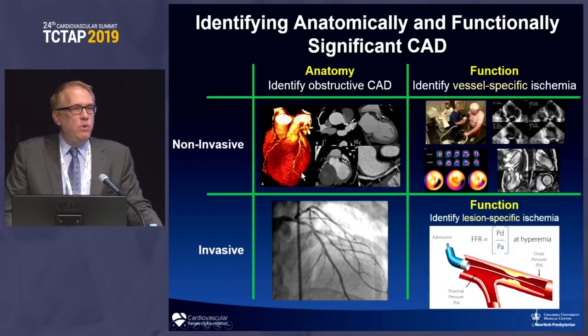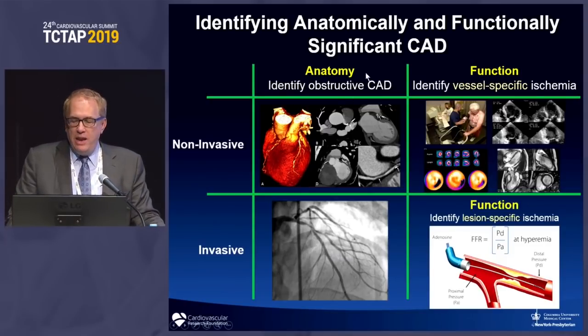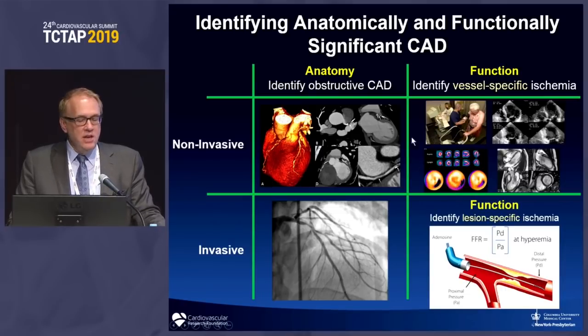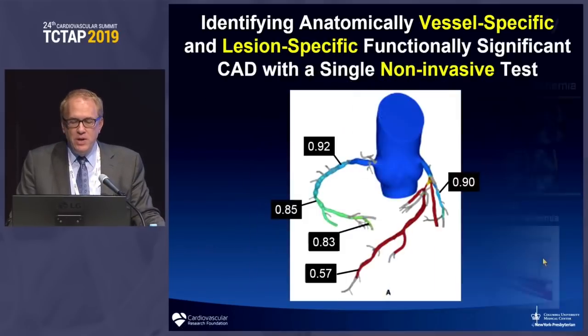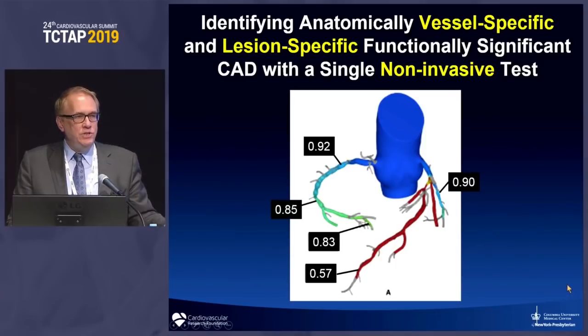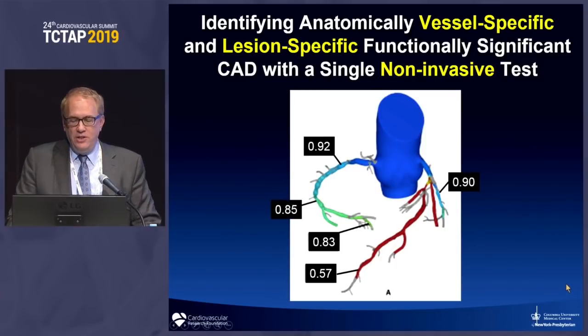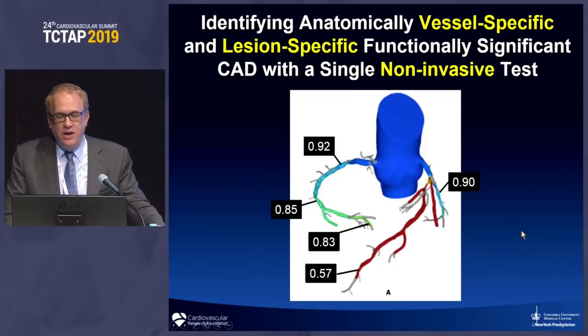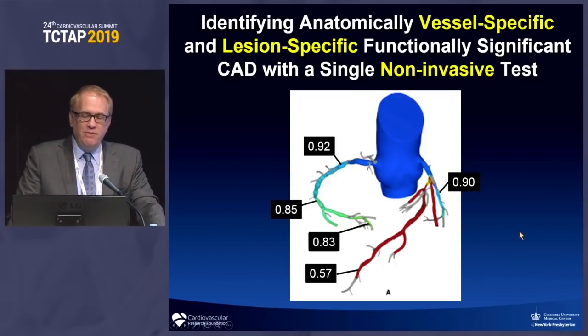So when we think about what we want to know, both anatomy and function. There are non-invasive ways we can tell anatomy, such as with CT scanning or MRI, and we can tell function, of course, with a variety of stress testing. Then there are invasive ways where we can tell anatomy with cath and function with iFR, FFR, etc. But we do have one test which is getting increasing attention in the United States and elsewhere that will tell us both of those, and that is FFRCT, or CT-FFR.